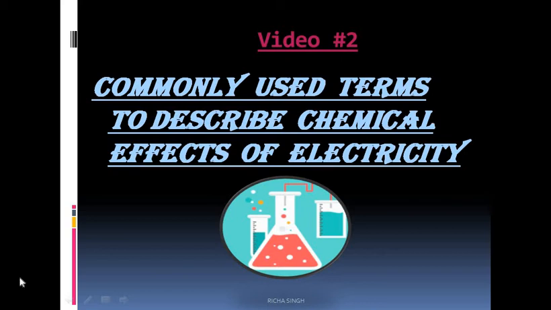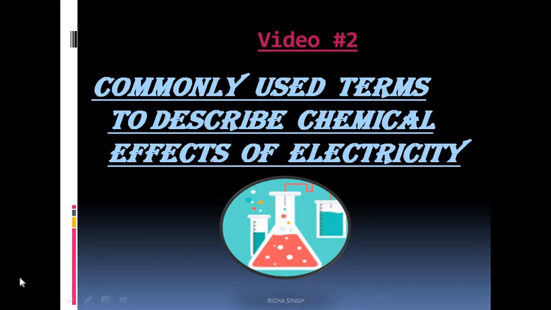Everyone. Today I'm here with video number 2 for lesson number 14, chemical effects of current. In the previous video we studied conductors and insulators, and we also learned how a weak current can be detected by using an LED and a magnetic compass.